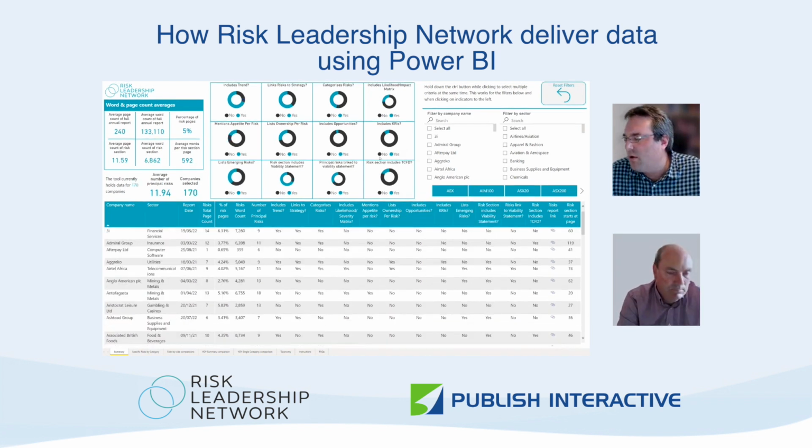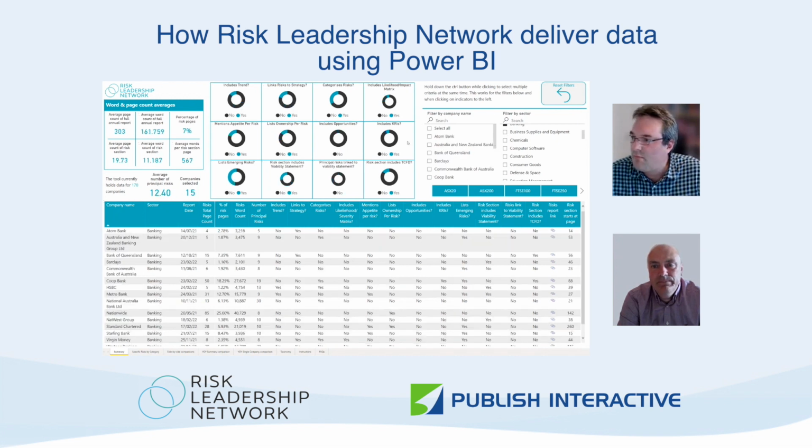Mm-hmm. Obviously, for our members, it's really important to be able to compare themselves by sector. So you could filter by, let's say you're interested in just the banking sector, and all the data points filter down so you can see the average number of principal risks within that banking sector. You can see all of the different ways that they're presenting information. You can see the detail.